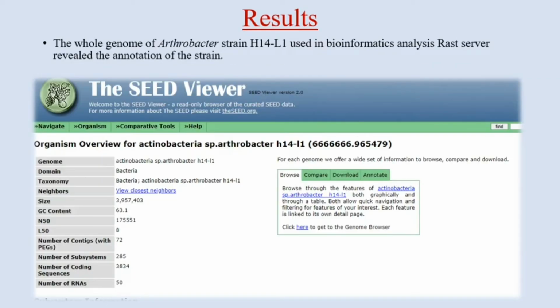For the genome analysis, the whole genome of Arthrobacter strain H14-L1 was used in bioinformatics analysis. The RAST server helps us reveal the annotation of this strain. As you can see in this image, the overview of this strain represents the general information about it, like the genome name, the domain of it, and the size of the genome.